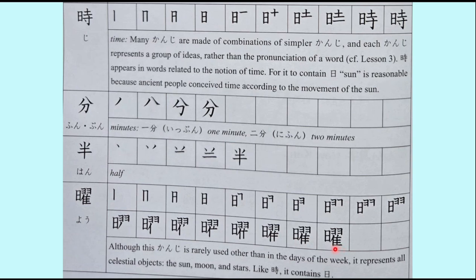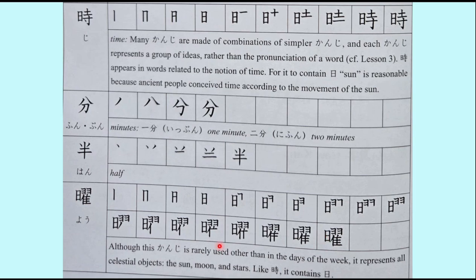So although this kanji is rarely used other than in days of the week, it represents all celestial objects, the sun, the moon, and stars. Like this, it contains sun. So you can see here sun, moon, and this is part of the star. I'm not able to recall what is stars in Japanese. I just forgot, so I will check and tell you. It's Hoshi or something. I can't recall.